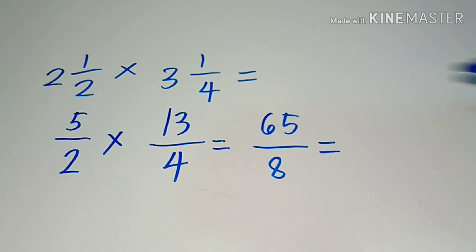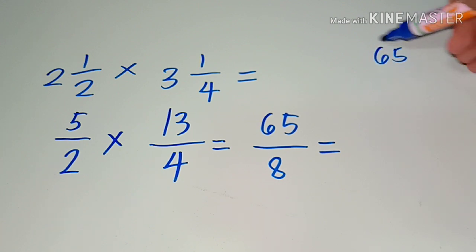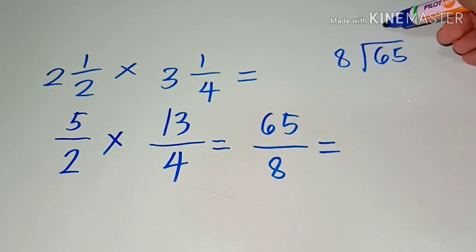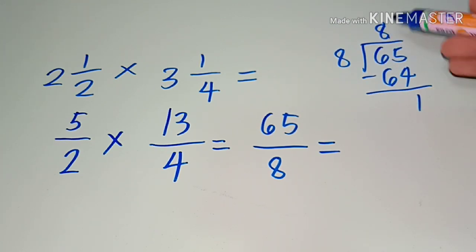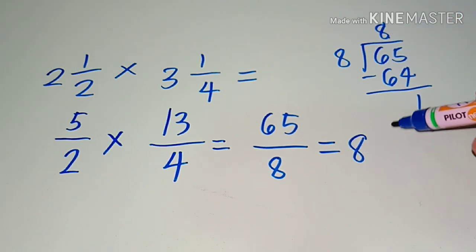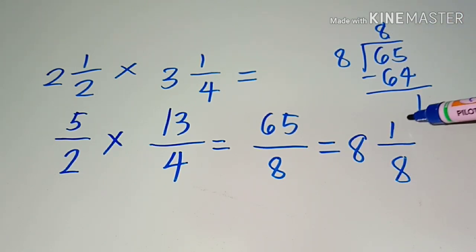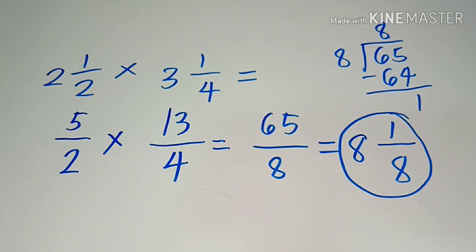Your answer there is still in improper fraction form, so make it into mixed form by dividing 65 by 8, and that's 8, 64, 1, so that means that will give you 8 and 1/8. So that's it, guys.